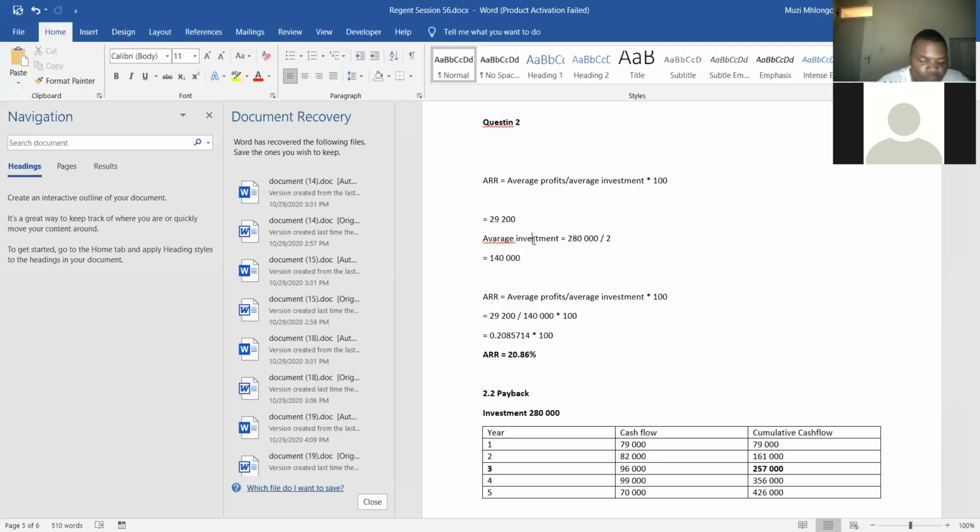This is how you go about maybe doing that. We've got the cost of investment, which is 420,000. You then need to deduct the salvage value, and then you get the depreciable value. Because the useful life of this machine is 6 years, you then need to calculate the depreciation per annum.